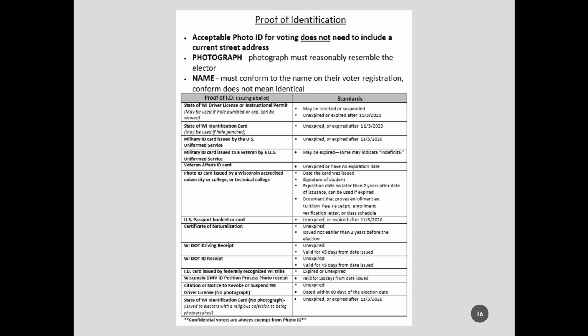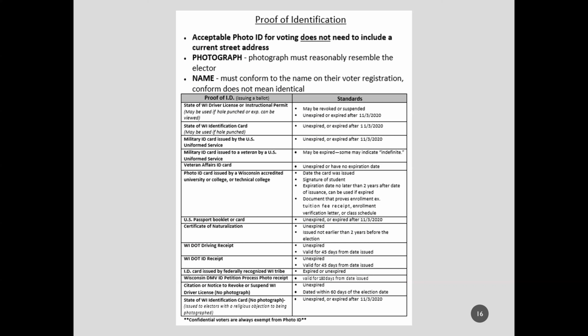Citation or notice of revoked or suspended driver's license, unexpired or dated within 60 days of the election, and a state of Wisconsin ID card, unexpired or expired after 11/3 of 2020. This would be issued to someone without a photo on it because they have a religious objection to being photographed.